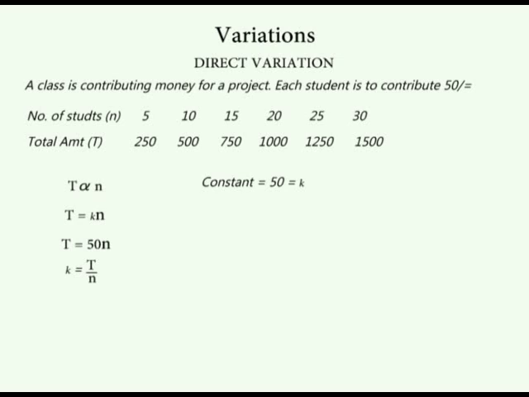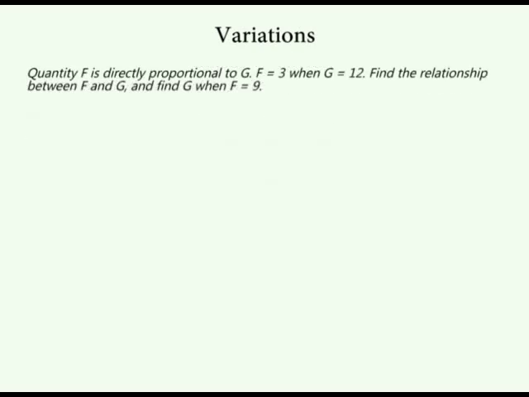An example: quantity F is directly proportional to G. F is equal to 3 when G is 12. Find the relationship between F and G and find G when F is equal to 9.